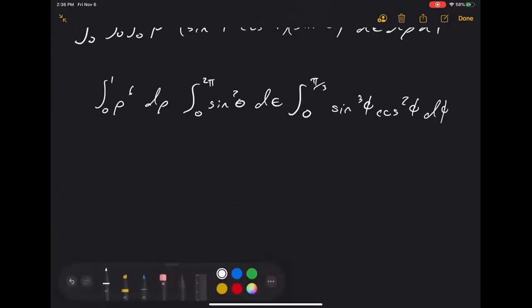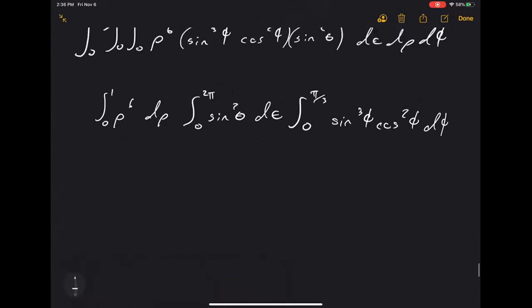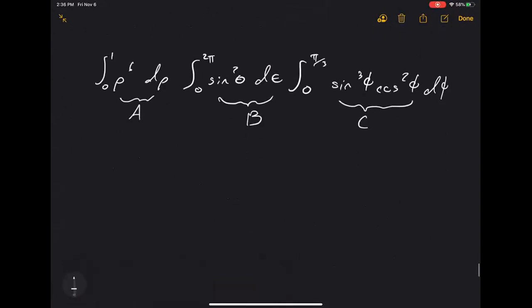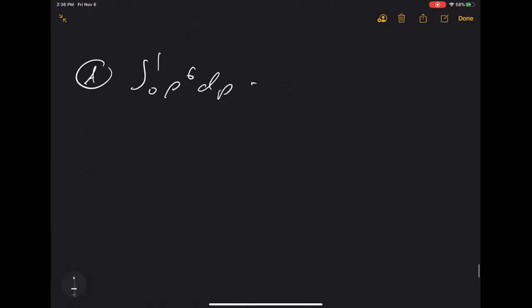Okay, so let's see. Let's call this A, this B, and this C. Well, let's solve the A integral. Rho to the 6th d rho, 0 to 1. That is rho to the 7th over 7 from 1 to 0, which equals 1 over 7.